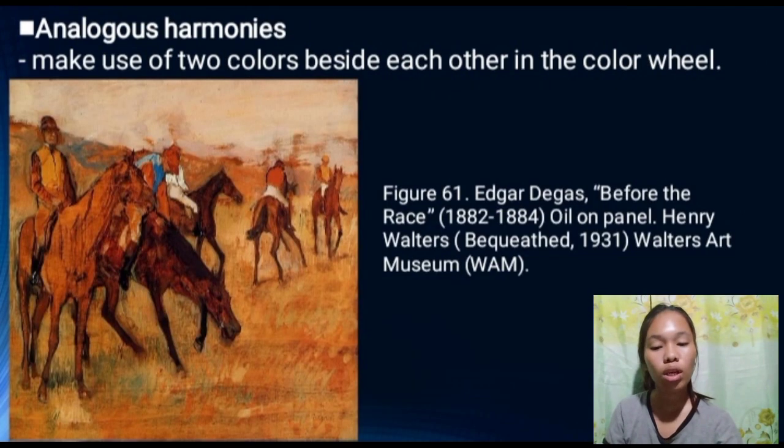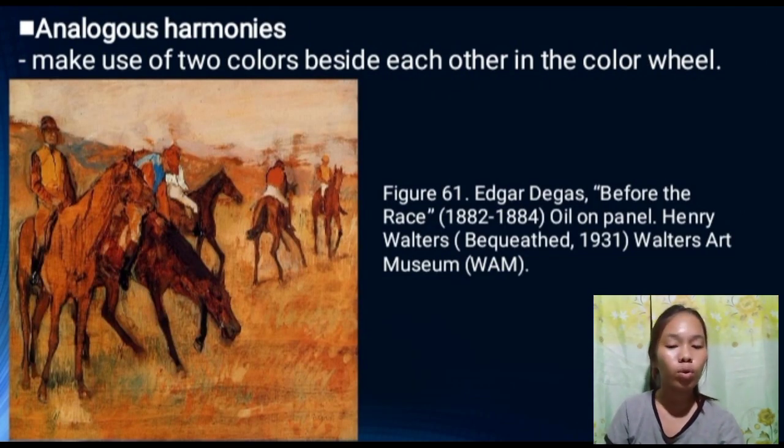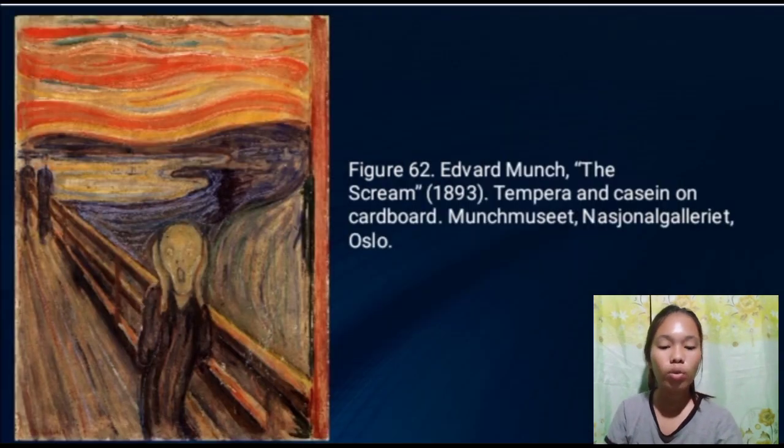And analogous harmonies make use of two colors beside each other in the color wheel. Examples are Edgar Degas' Before the Race, which is in the picture, or Edvard Munch's The Scream, 1893. So analogous harmonies are colors that sit side by side. For example, yellow and yellow green. That is analogous harmonies.